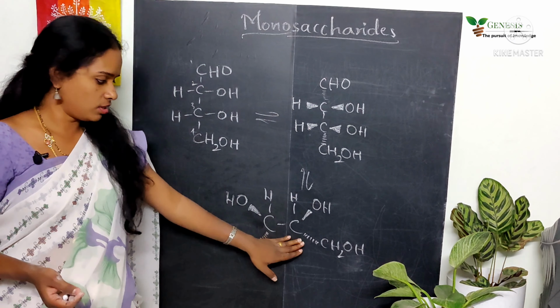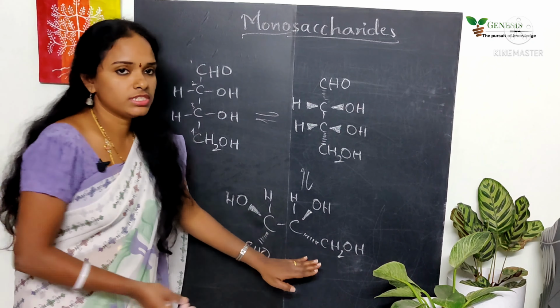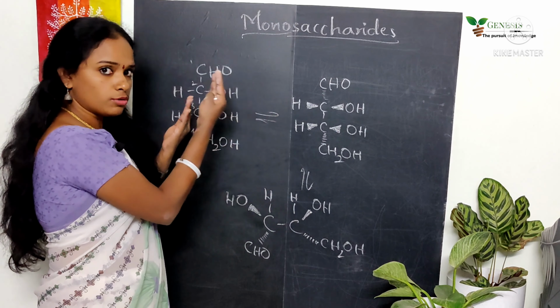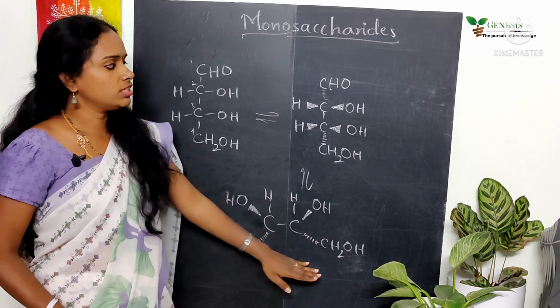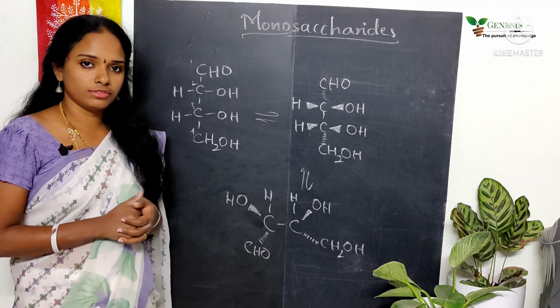Even this is the same thing. These two compounds, they are going inside into the board or into the plane, and the remaining molecules, they are coming out of the board. Okay, so this way Fischer projections are useful to understand about the three-dimensional structures of the monosaccharides and also to draw them on the paper or board.